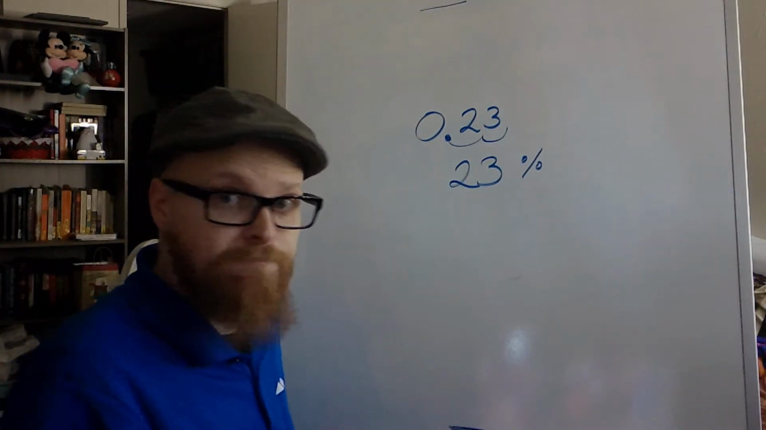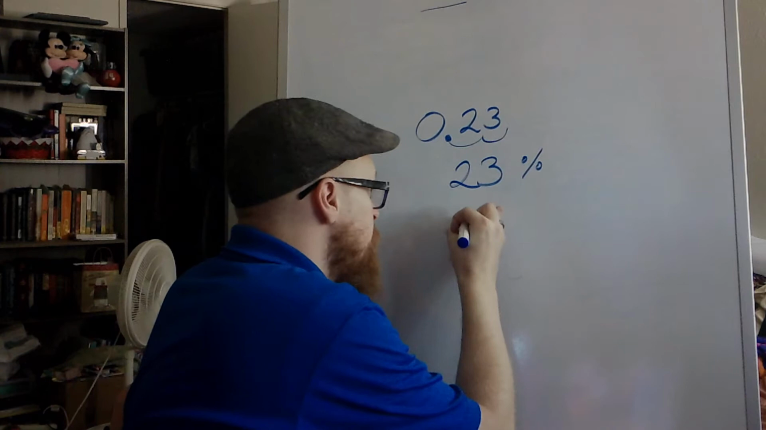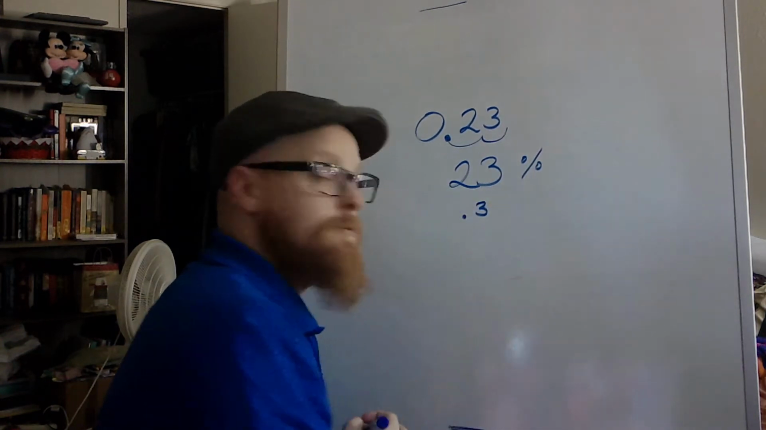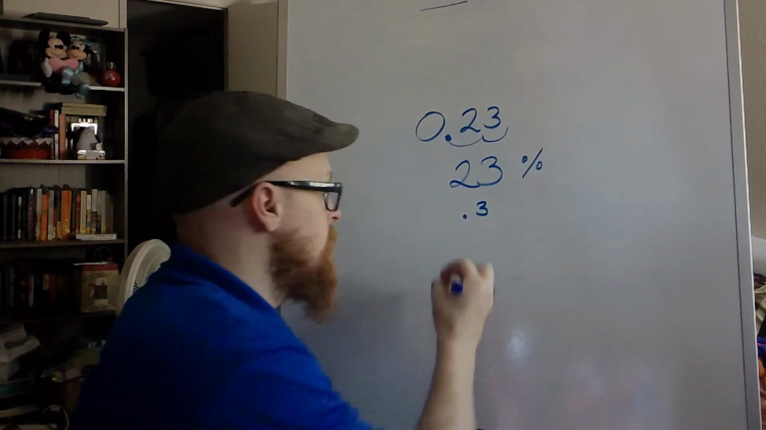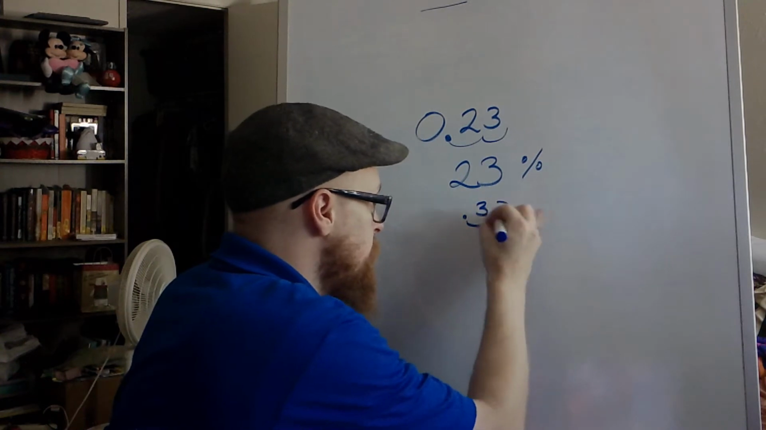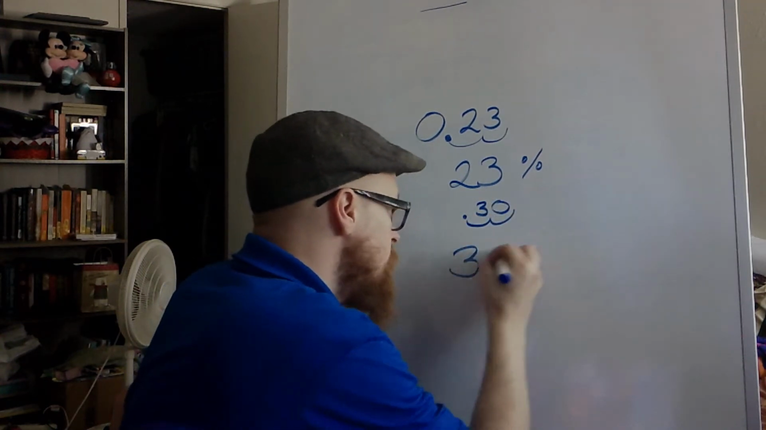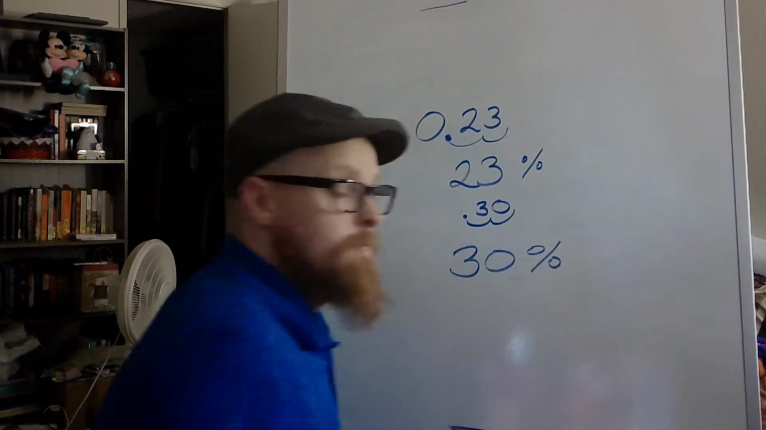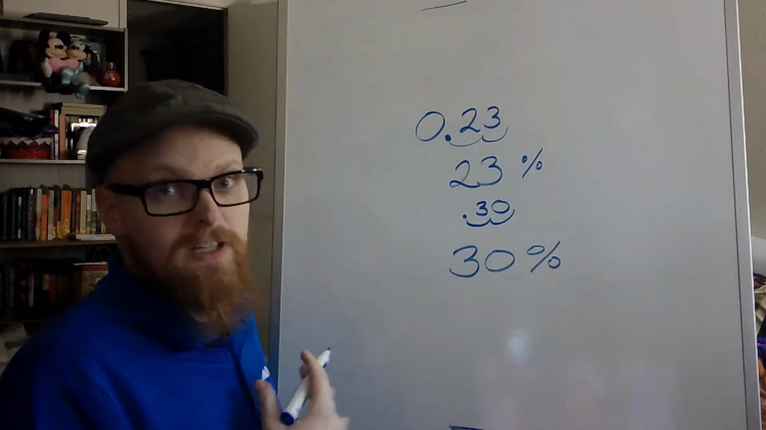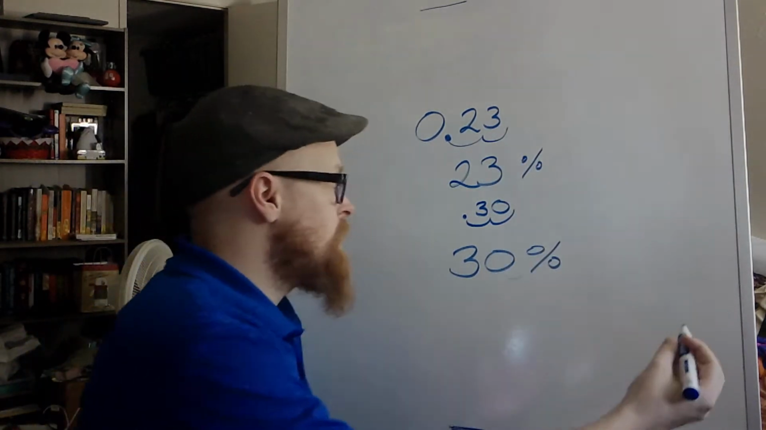Pretty easy, right? If we have a shorter one, of course, 0.3, for example, fine. We move it twice, we put a 0 in there, and this is 30%.